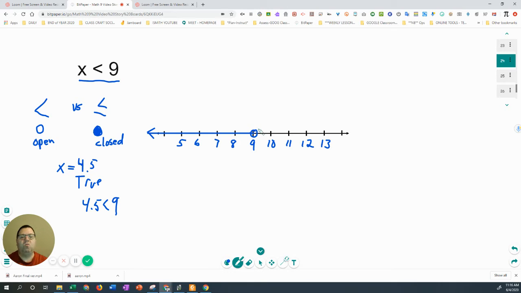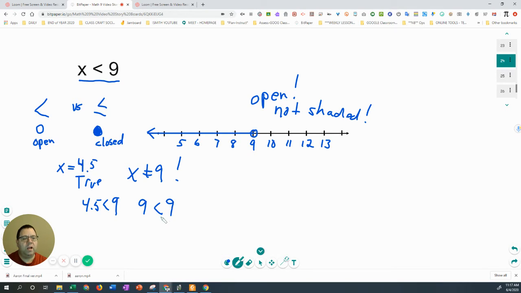So the debate is really, do you shade it or not shade it? This is going to be open, or not shaded. You can't claim that x can equal 9, because when you substitute a 9 for the x, you can't claim that 9 is less than 9. So that doesn't work. Leave it open.